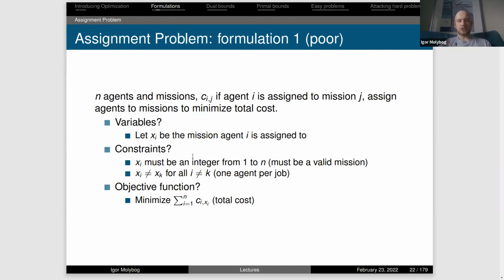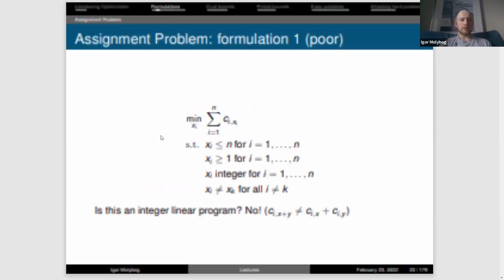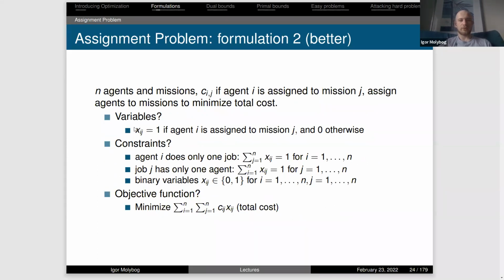We start writing down the formulation by defining the variables. Okay, let's switch to the correct formulation right away. So this is the better formulation. We define the variables xij to be equal to 1 if agent i is assigned to mission j and 0 otherwise. This does not correspond to any kind of physical constraints.